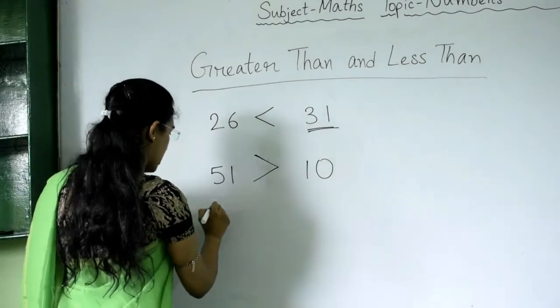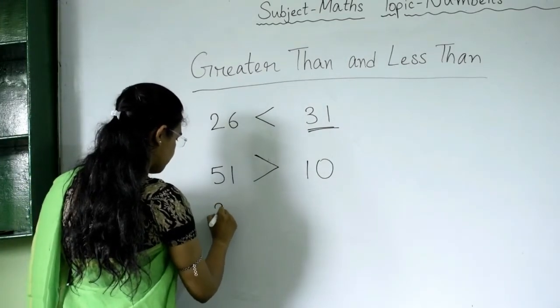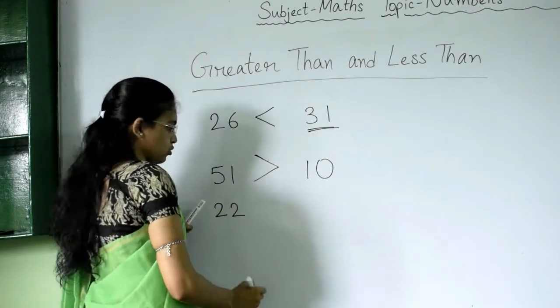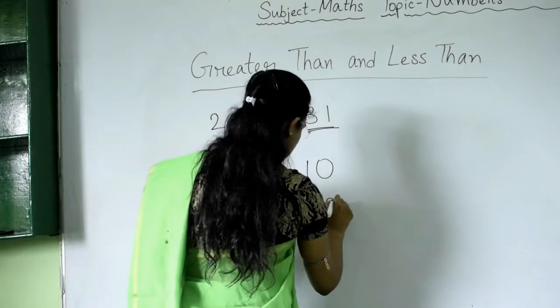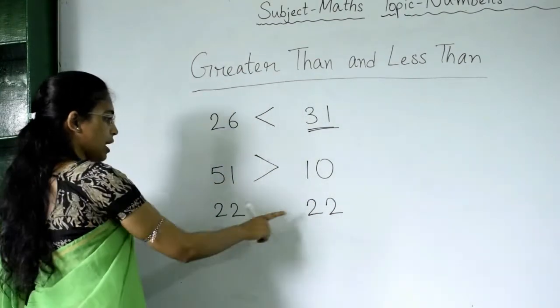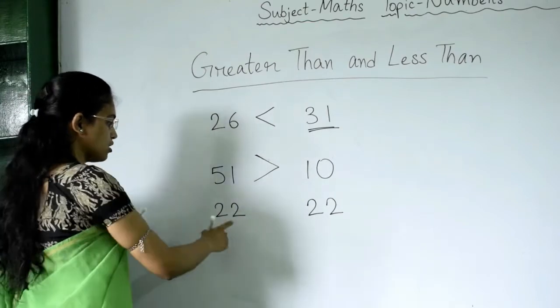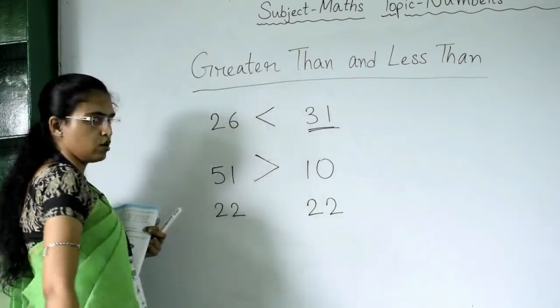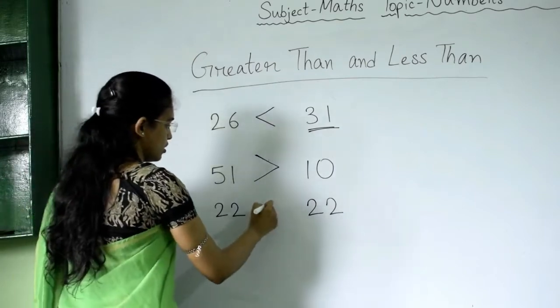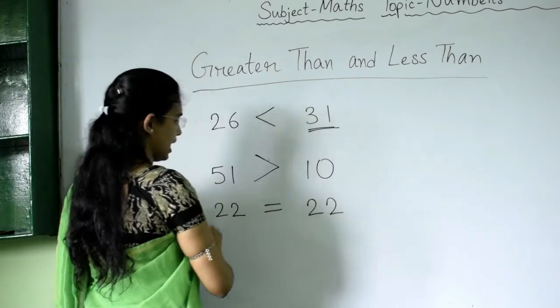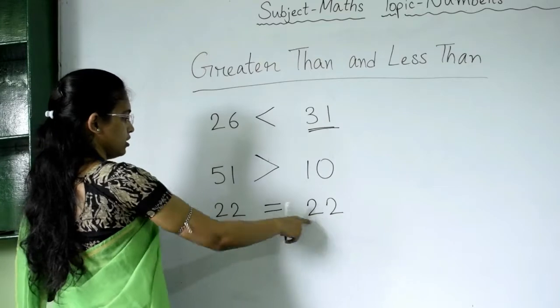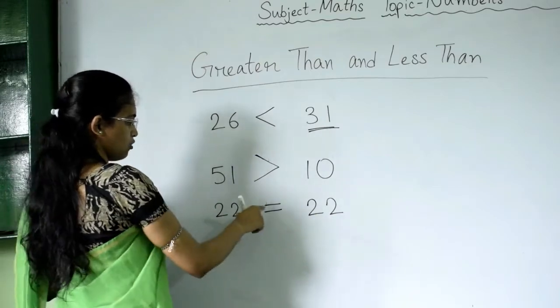Now another question. If I give you 22 on this side and 22 on this side, what will happen? Oh, this time the crocodile is confused because both the numbers are the same, so he is standing like this in between these two numbers with his mouth closed.